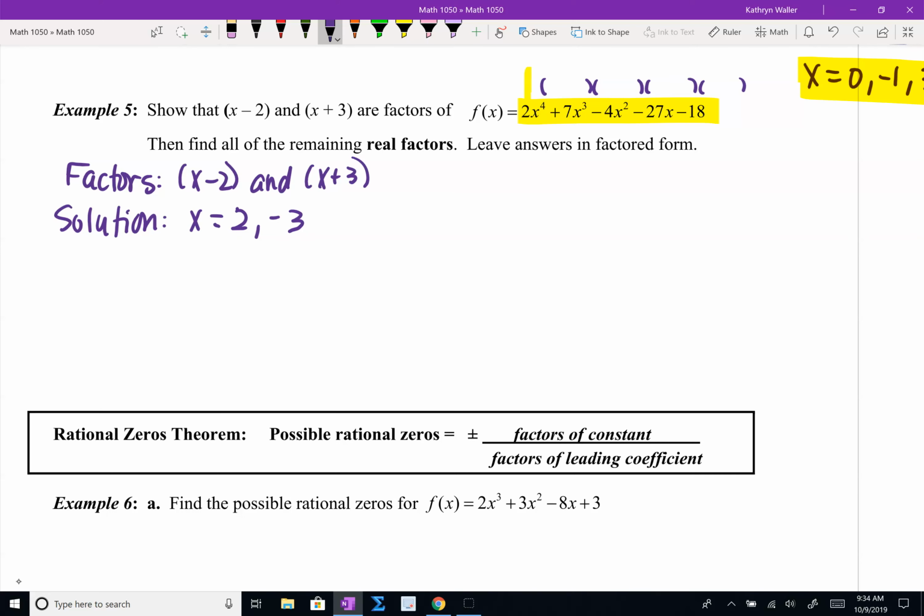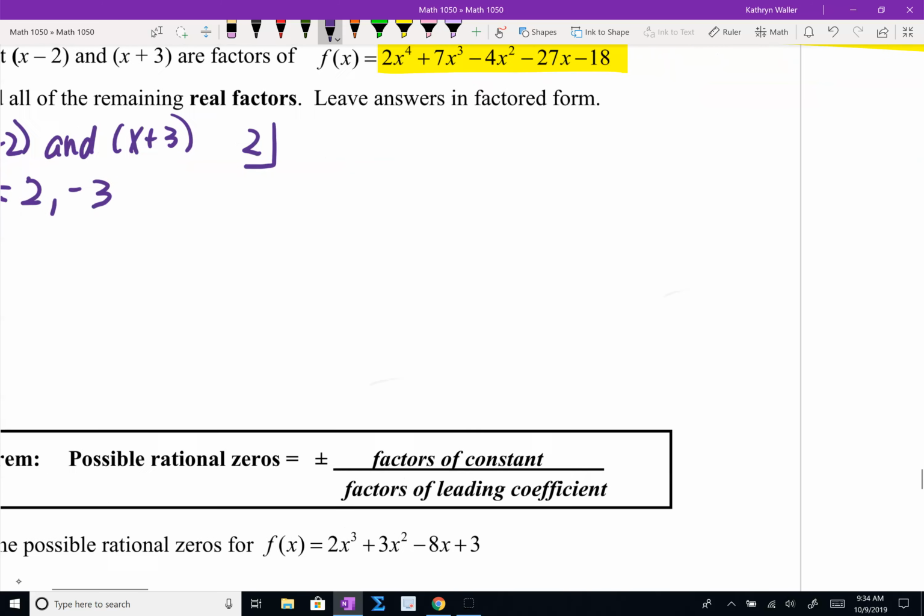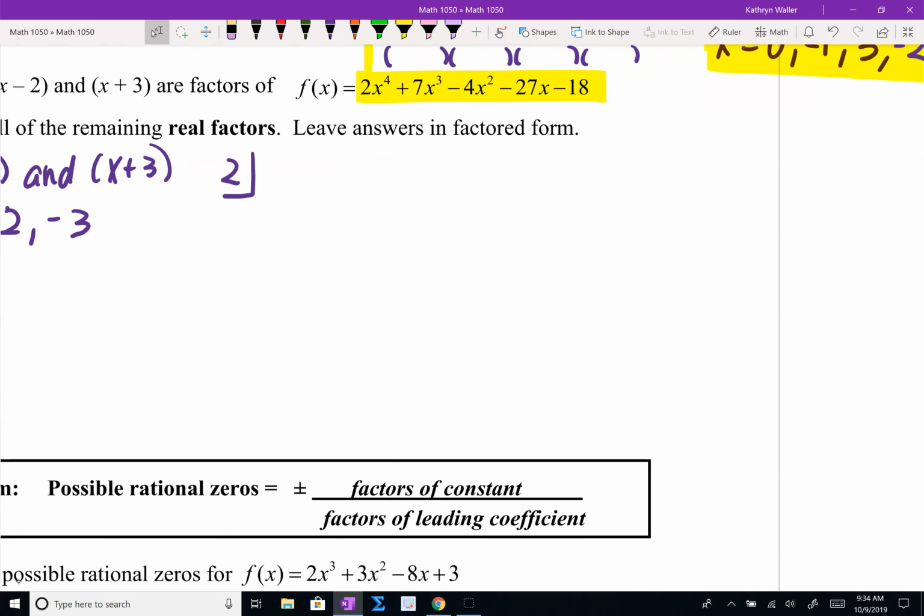Okay. Now, it doesn't matter which one I do first. I'll just do the 2 first because it's listed first. So everybody write your 2 down. And then look at what's going to go across the top. Stop and pause and look at your exponents. 4, 3, 2, 1, constant. I'm not missing anything. So no zeros. So I've got 2, 7, negative 4, negative 27, negative 18. Okay, draw your line. Now I want everybody to freeze right here. Please don't write for just a second.